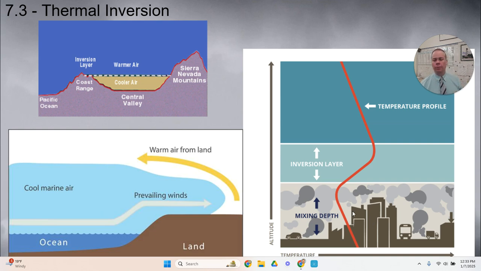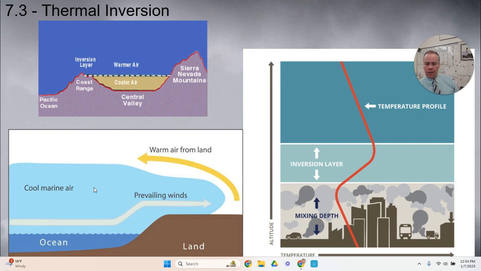These conditions form based on weather patterns, but also on topography. This is an example of what you have along the coast in California, where you have the Pacific Ocean and coastal mountains, and then the Sierra Nevada mountains farther inland. In the central valley area between the two, we can often see temperature inversions forming as cool air settles and you have warm air above it. So pollutants like photochemical smog can build up in these areas.